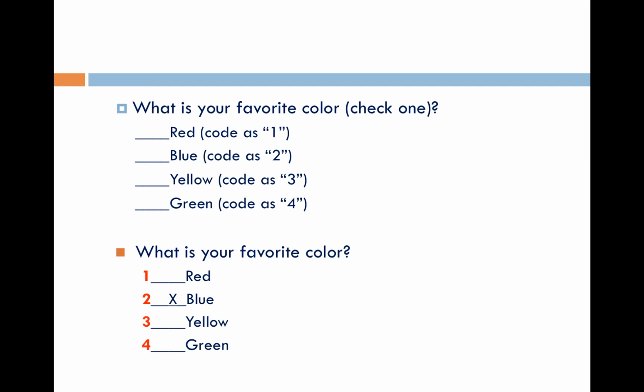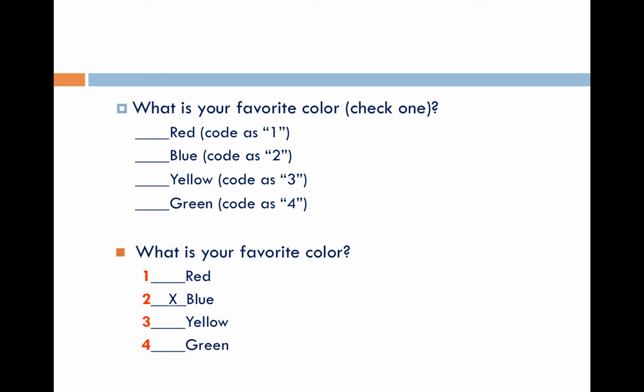And so you might code, so you're asking what is somebody's favorite color. Red is coded as 1, blue is 2, yellow is 3, green is 4. And these numbers don't have any meaning, which means your peer could decide to switch the order and code green as 1, blue as 2, red as 3. It doesn't matter. The order makes no difference. You're just assigning numbers so you can enter it into Excel.